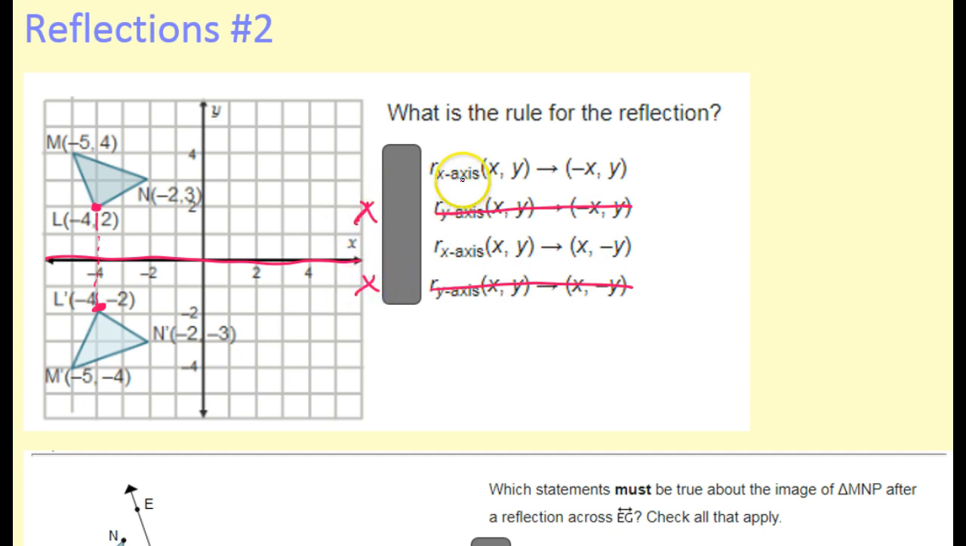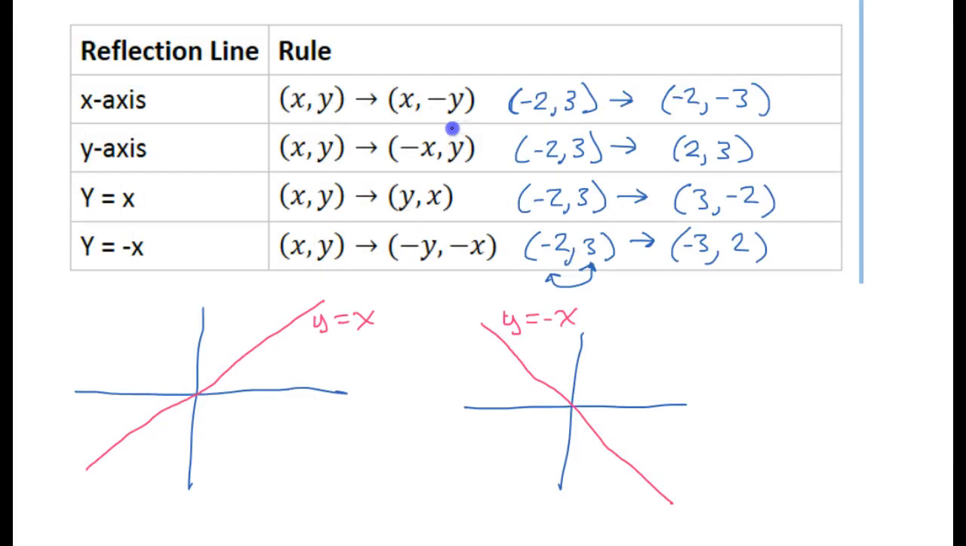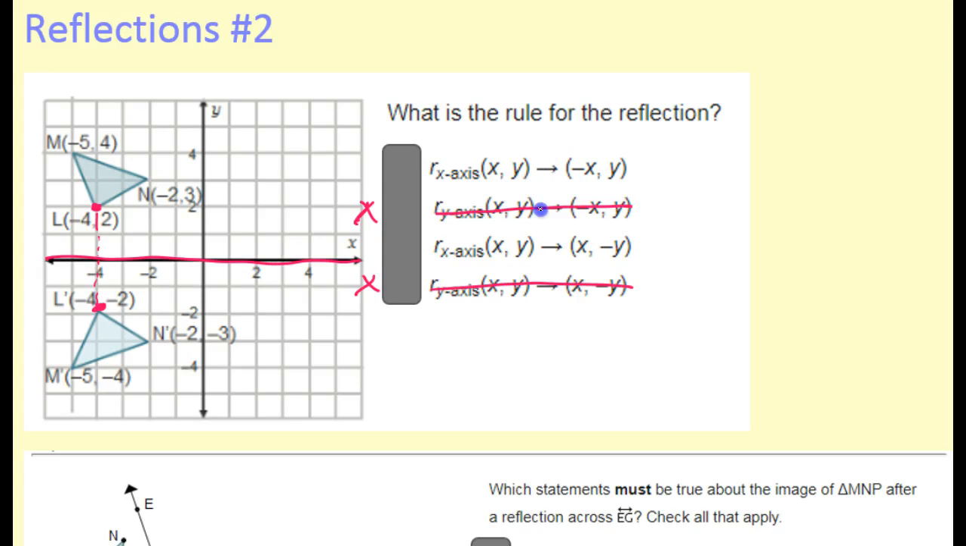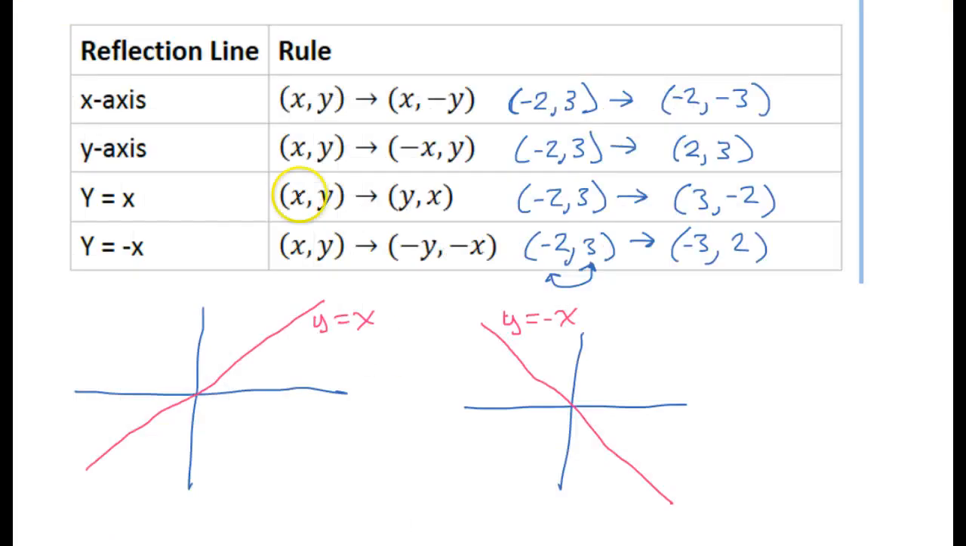Alright, so it's going to be an x-axis reflection. So it's just a matter of will it be the first one or the second one. So this is just a matter of the rules that we talked about earlier. Again, this is where your notes come in. If you did not have this written down, then chances are you're not going to remember this right now. So write it down so you can refer back to it.